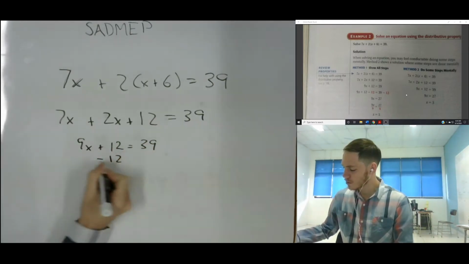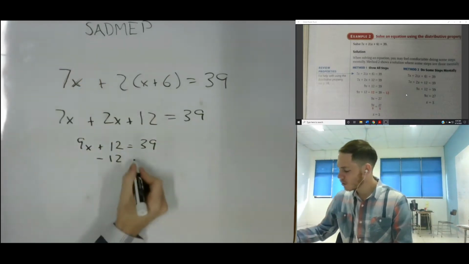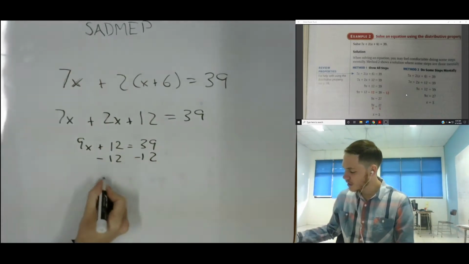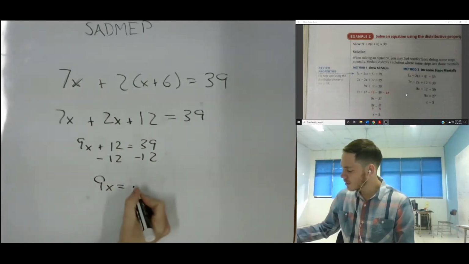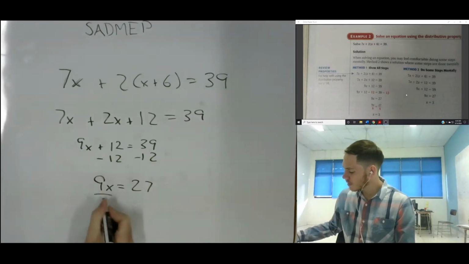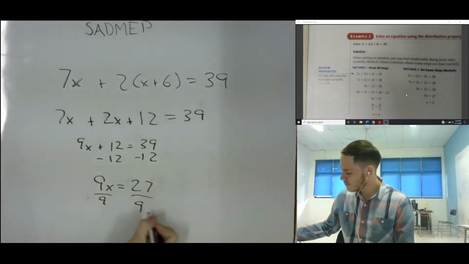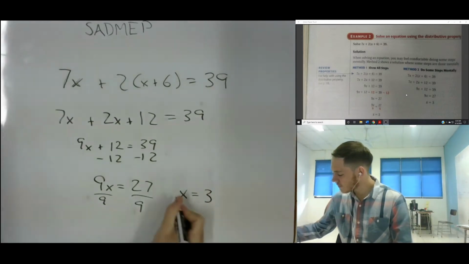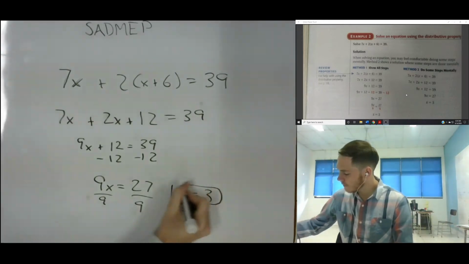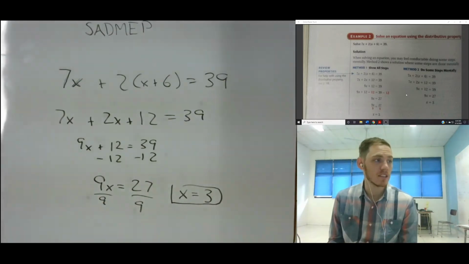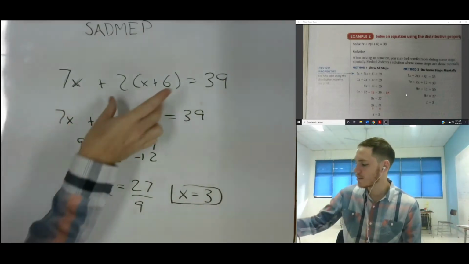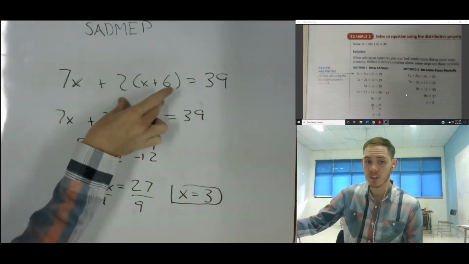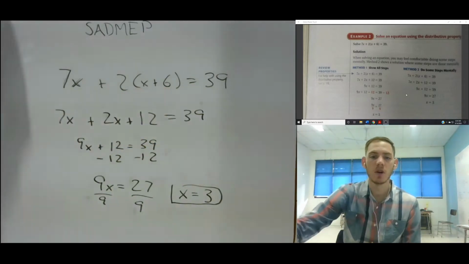Then we're going to have to subtract because we're doing SAD MAP now. Subtract 12 from both sides. We get 9x equals 27. Divide both sides by 9. X equals 3. Okay, so that would be our answer. That's the process we use. Again, remember we distributed first, and this is showing all the steps.